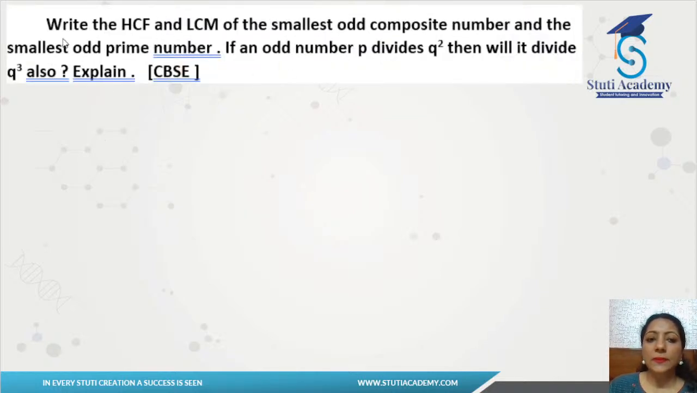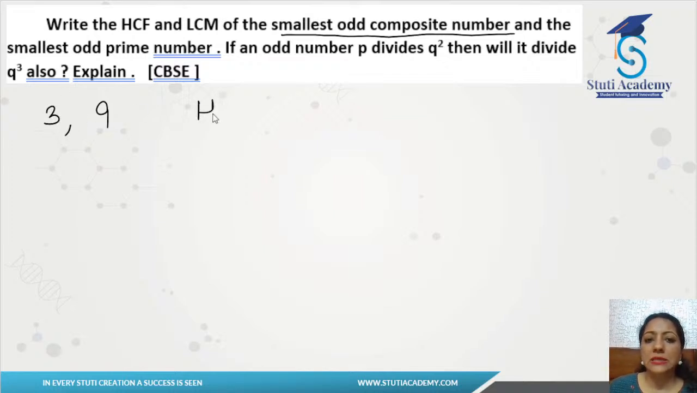Now let us proceed. Write the HCF and LCM of the smallest odd composite number and the smallest odd prime number. So this is the first part of the question. We'll first solve this. The smallest odd composite number is 9 and the smallest odd prime number is 3.